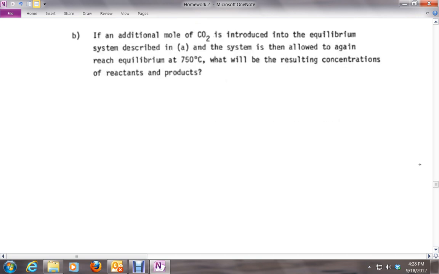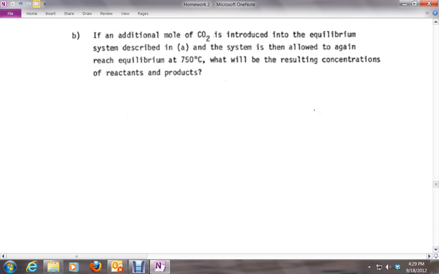So let's do part B. If an additional mole of CO2 is introduced into the equilibrium described in A, and the system is then allowed to again reach equilibrium, what would be the resulting concentration of the reactant and product? Now this is a concept question. You're adding 1 mole of CO2.